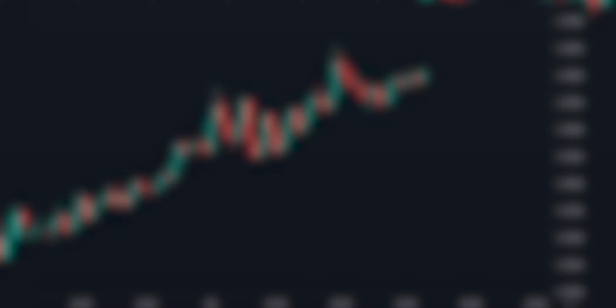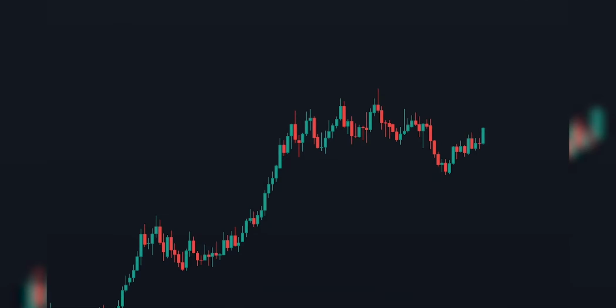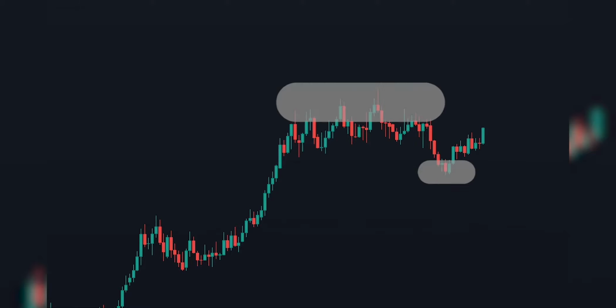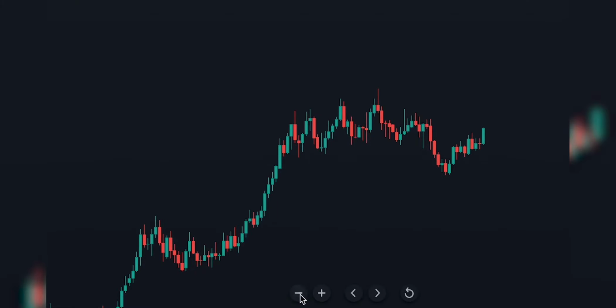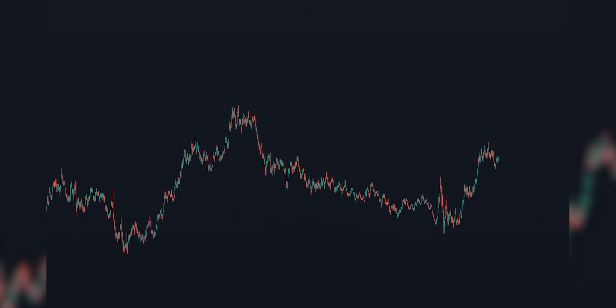Before going any further, one great tip that I want to give out straight away is about the importance of isolating a zone and then placing a level within this zone. Hopping onto our example here from EUR/USD, we can see price currently trading between these two levels. However, if we zoom out and take a look at how these levels fare in previous times, we can see that they are a lot less precise with a lot of noise around these levels.